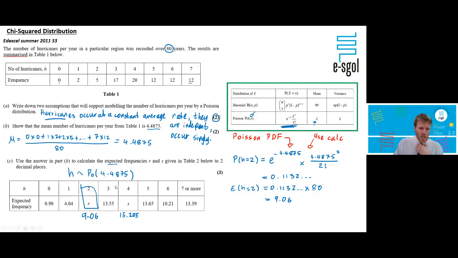Now, we haven't actually done the chi-squared test, so we're going to move on. That would be a nice starter for a question.